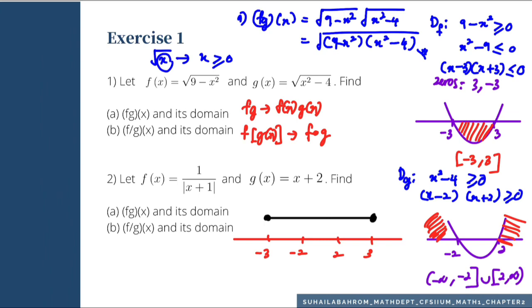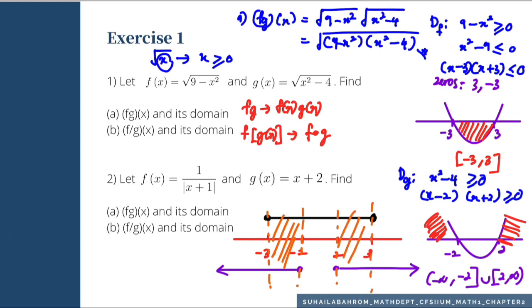And then for the second function, which is the function g, the domain is from -infinity until -2. This is the first part, union with the second part, which is 2 until infinity. The lines intersect at the values from -3 until -2. This is our intersection line, and another intersection line is on the values of 2 until 3.